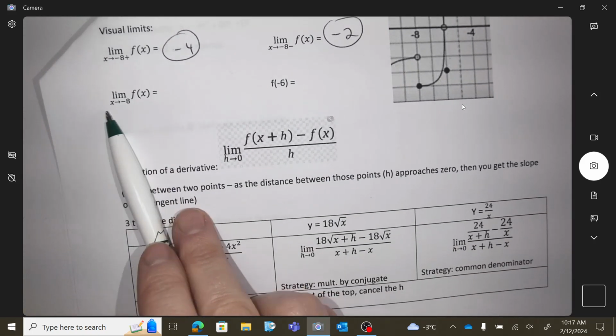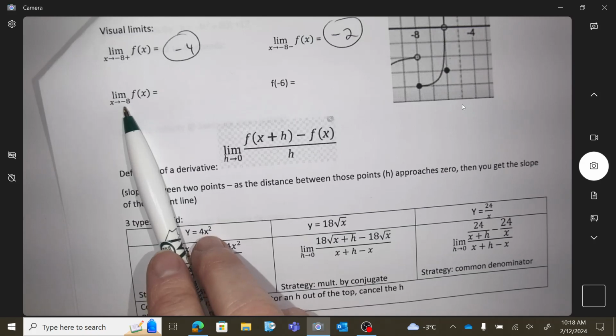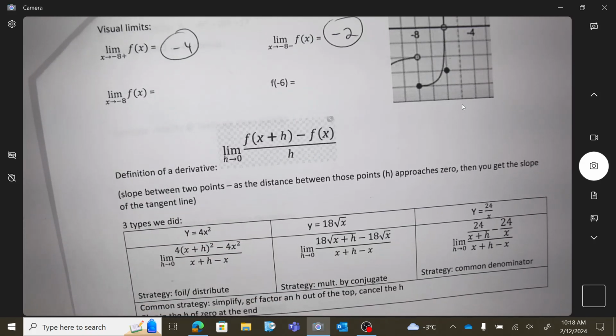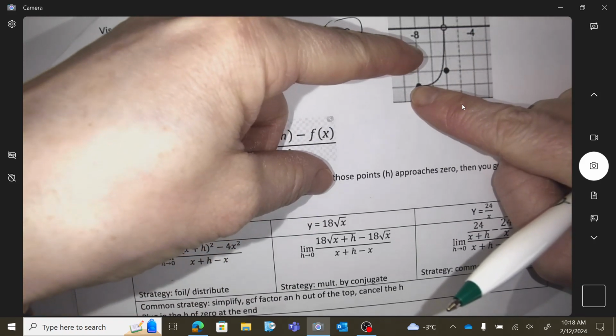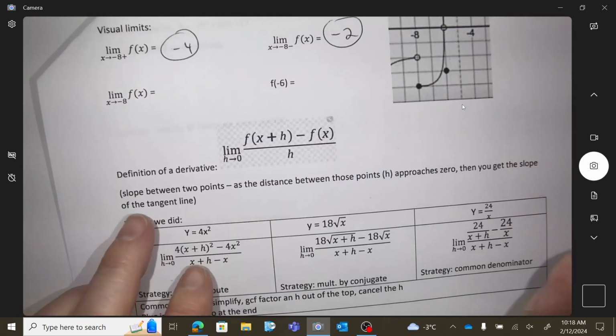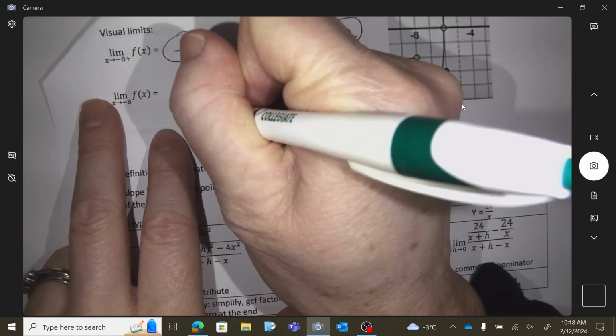This question just says -8. So with that, I have to take both roads. If I'm traveling on both roads to -8, I didn't get to the same place. So no limit.